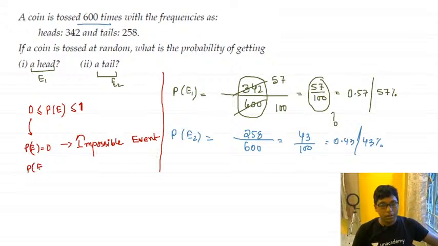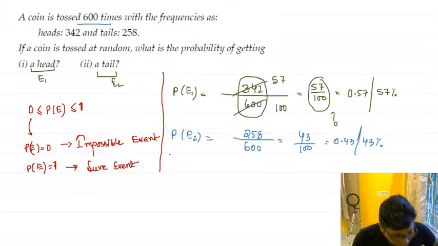And if the probability of an event is 1, it is called a sure event or certain event.